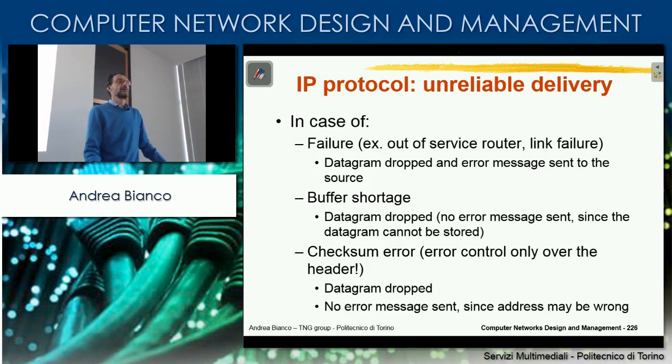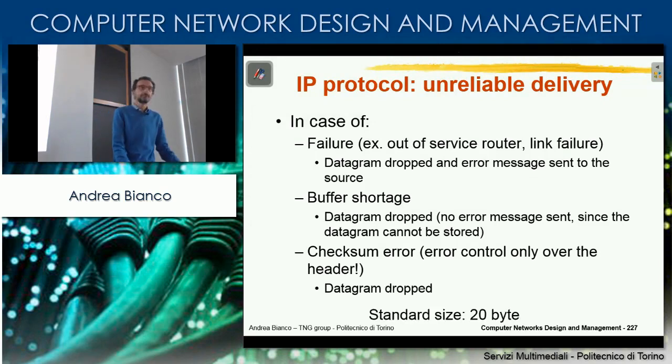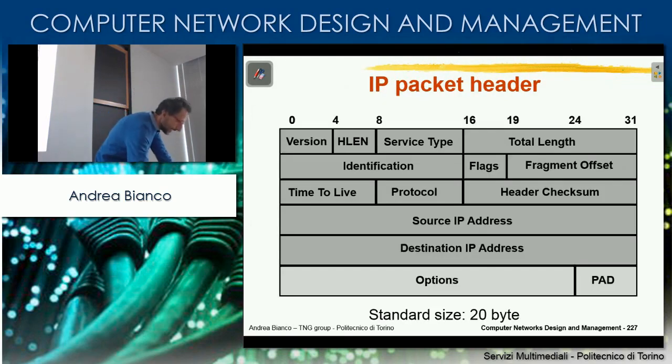So there is no point in sending to a wrong source. Okay? So you are dropping for header checksum error, for buffer shortage, in which case you do nothing, or if there is any failure, in that case you drop and you send a message back to the source. Okay? That's it. That's the packet header. There is not much to say, actually.